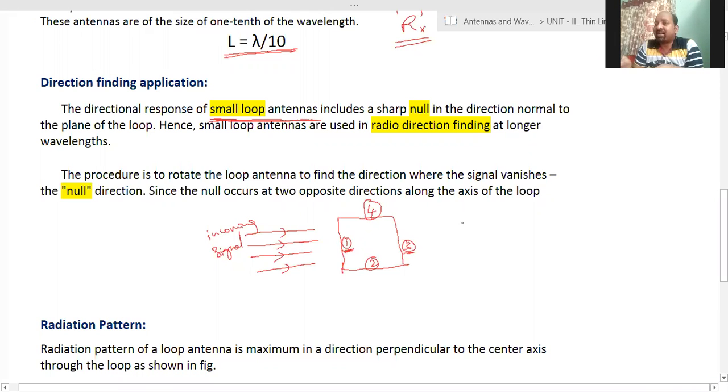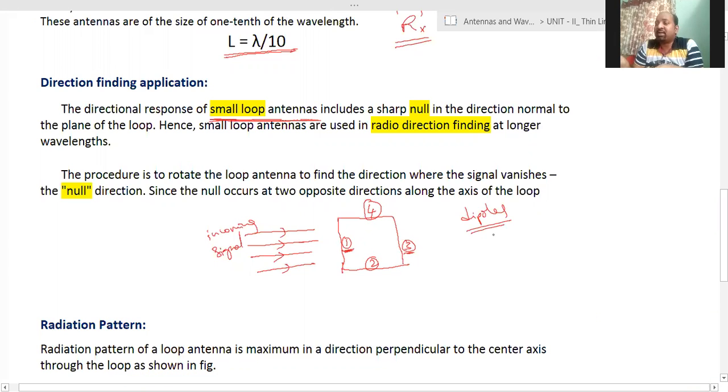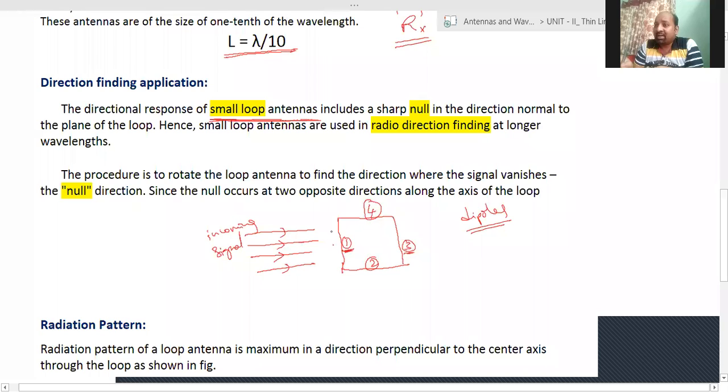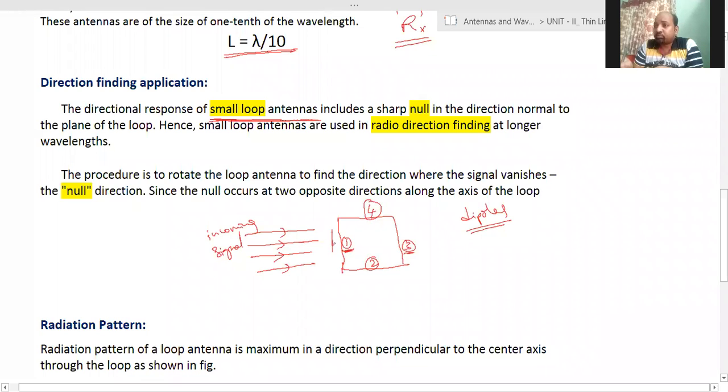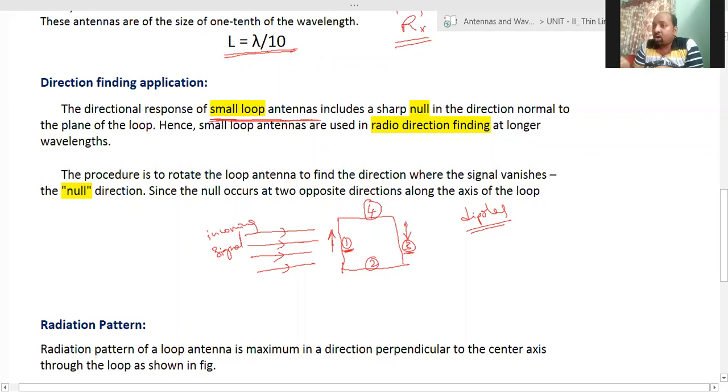So therefore, side 1 and side 3 act as dipoles. Whenever the incoming signal falls on side 1, a current will be induced in this direction. And similarly, current is induced on the third side also, because it is vertical to the incoming signal.